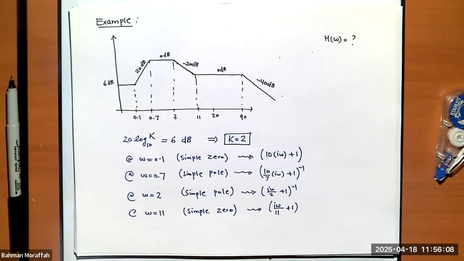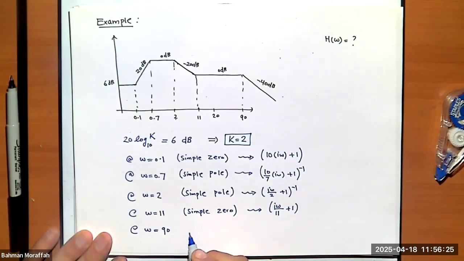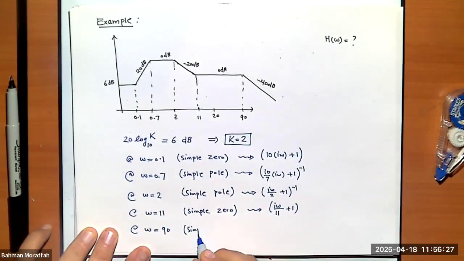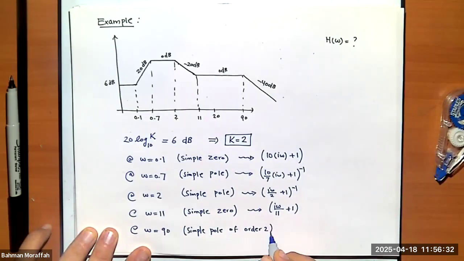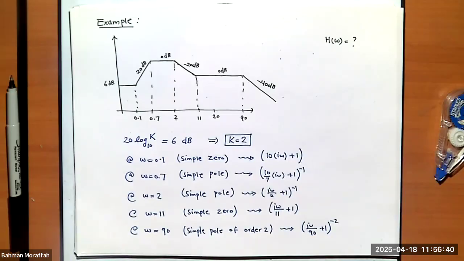Again, life is good till I hit 90, where I go down by negative 40. What does that tell me? First of all, it's going down, so it must be a pole. And since it's going down by negative 40, it must be quadratic, the second order. So I know at omega equals 90, I have a pole of order 2. So I can write it as I omega over 90 plus 1 with power of negative 2.